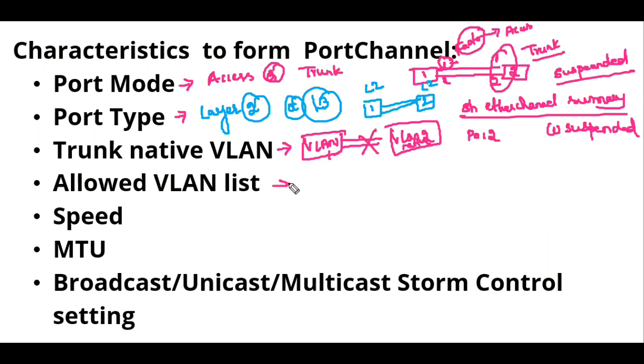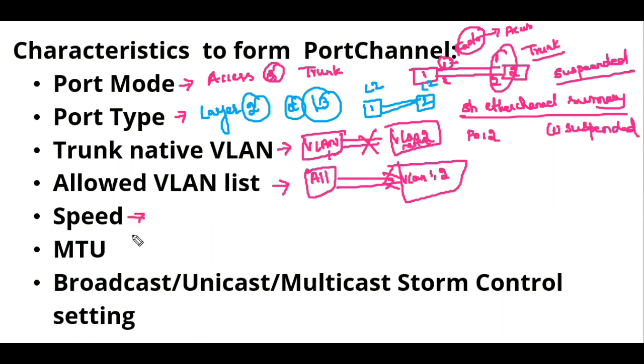And next is the allowed VLAN. Make sure that the VLAN IDs you are going to configure match. So if you have allowed VLAN as all, and you allow just VLAN 1 and VLAN 2 on this switch, again there is going to be some errors. So make sure that whatever VLAN IDs you are going to configure need to be matched.